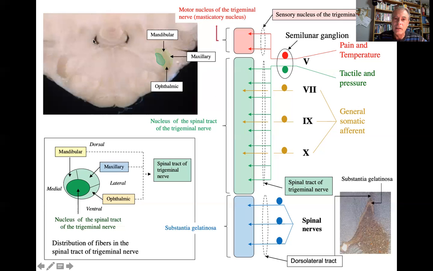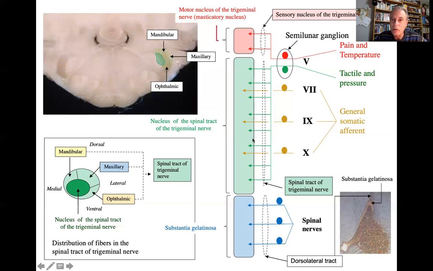And now here you have it, the ones that are in the spinal tract, the ones that are receiving tactile and pressure, right? But also from all the cranial nerves, general somatic afferent, from the facial, from the glossopharyngeal, from the vagus, they reach here. So this spinal tract is a kind of pathway to distribute information in order to enter the nucleus of the spinal tract of the trigeminal nerve, and to be able to respond to other reflexes and functions, right?